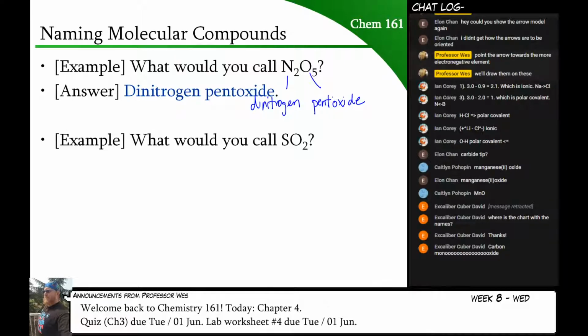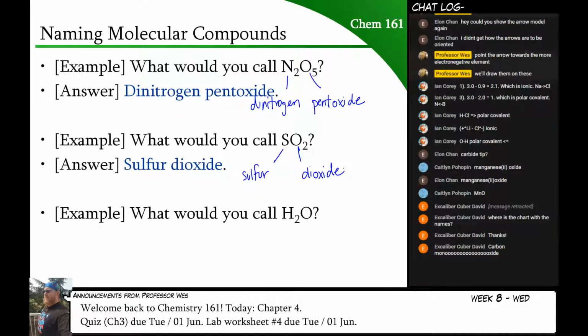How about this? This is sulfur. I don't have to put monosulfur because there's only one, and it's the first element. This is oxide. With 2 of them, I call it dioxide. Easy enough, right?